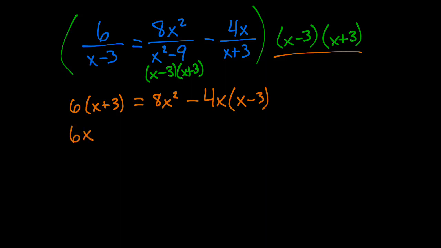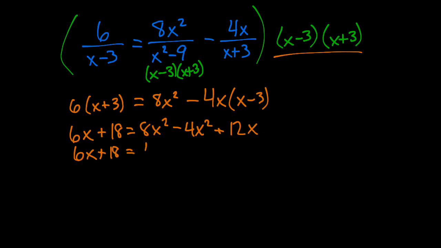Multiply things out, 6x plus 18 equals 8x squared minus 4x squared plus 12x. Don't forget to distribute that negative. Sorry. Okay, does that look good? Combine like terms, 6x plus 18 equals 4x squared plus 12x. Subtract our 6x and the 18. So 0 equals 4x squared plus 6x minus 18.